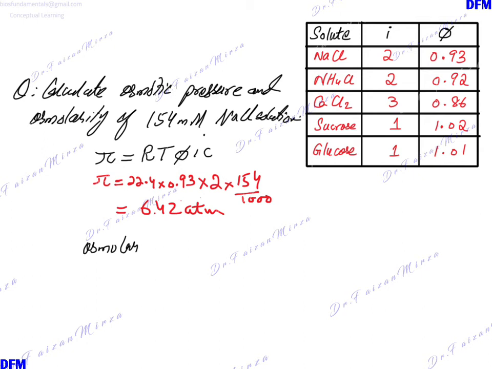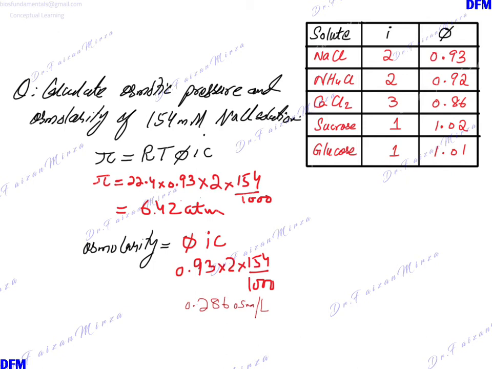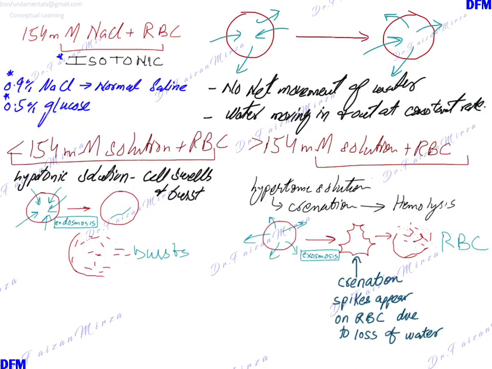Continuing here, osmolarity can also be calculated using the second equation, φiC. So this is 0.93 times 2 multiplied by 154 upon 1000. The answer comes out to be 0.86 osmoles per liter.